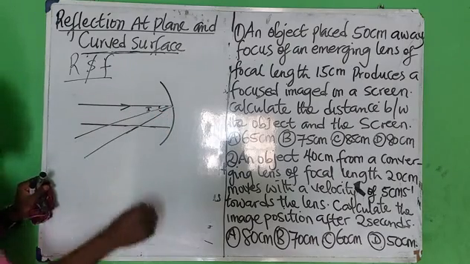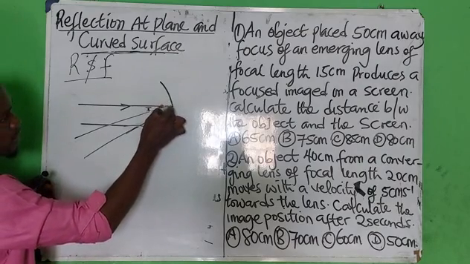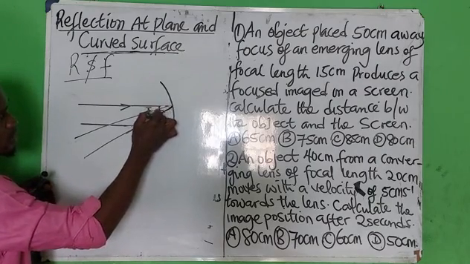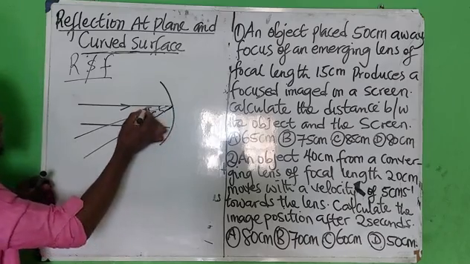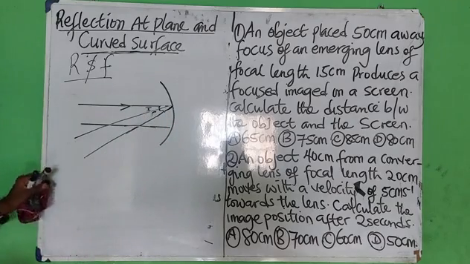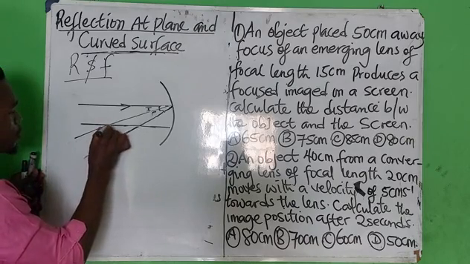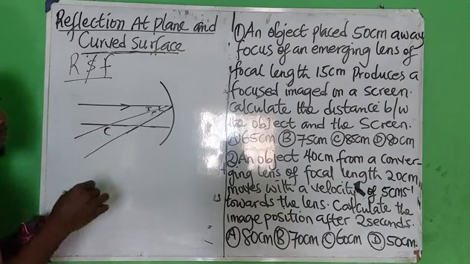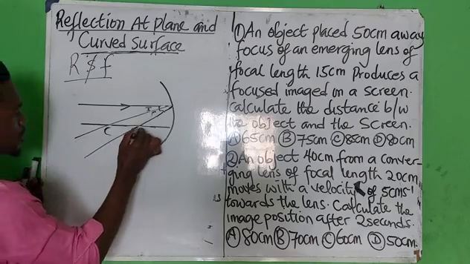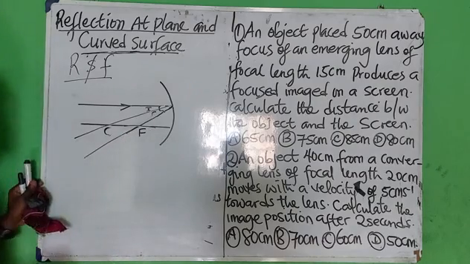Hope it is clear there. It's somewhat tiny here. Then here is what? The reflected ray. And this is the incident ray. Now this region is called what? Curvature, the center of curvature. And this region you have what? The principal focus.